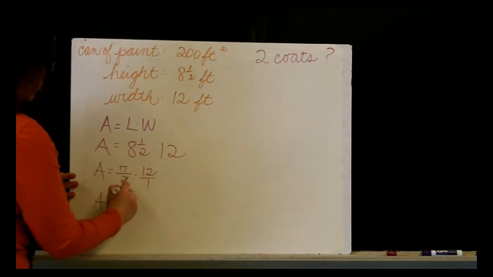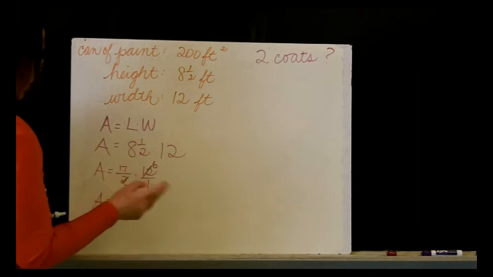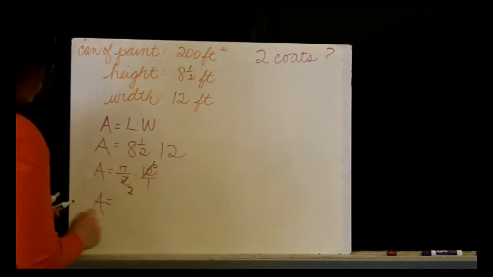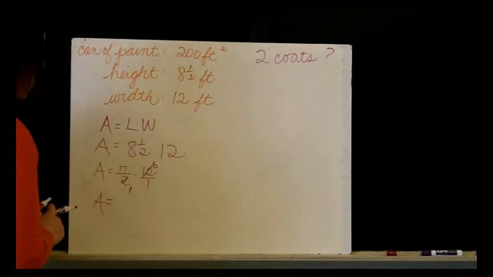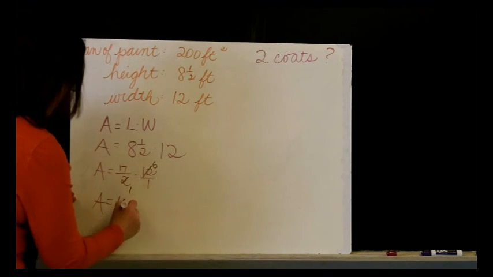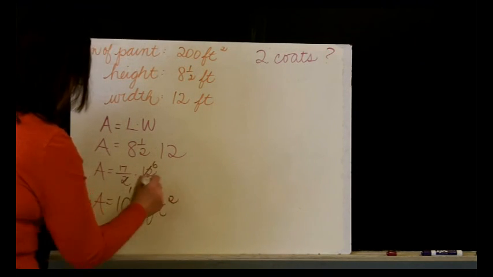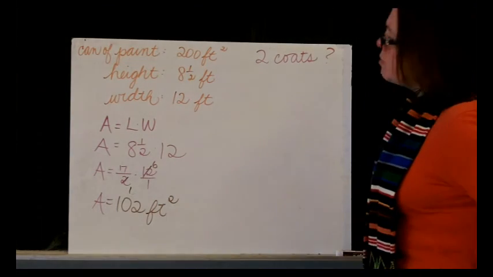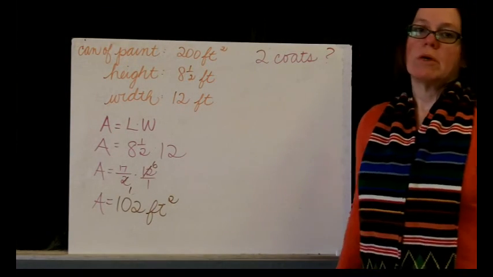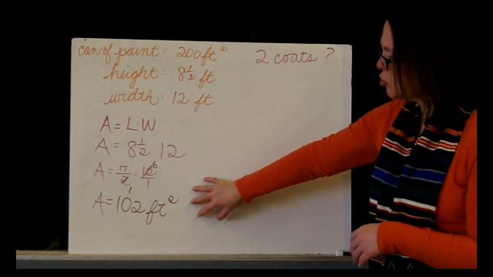2 goes into itself once. It goes into 12 6 times. Oops. 6 times 17 is 102. We can't forget our units. Square feet. So in order to paint this wall one time, we need paint to cover the area 102 square feet.